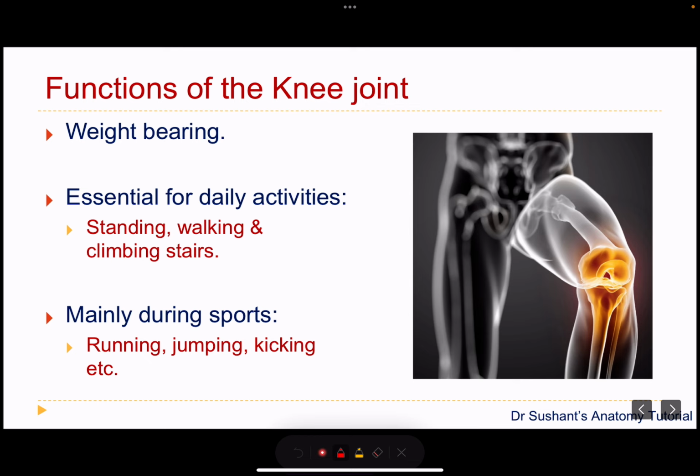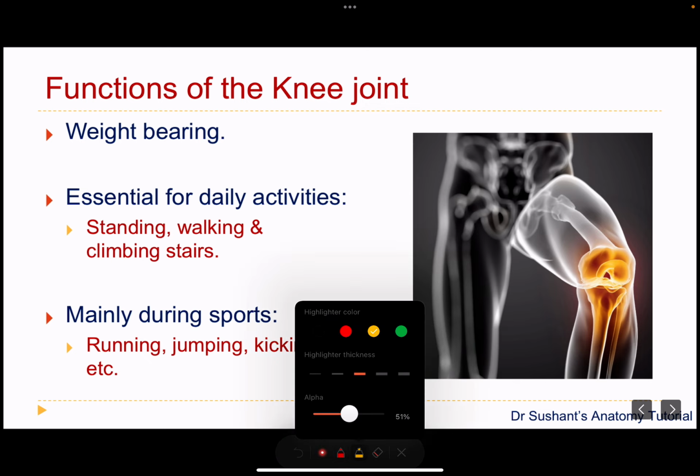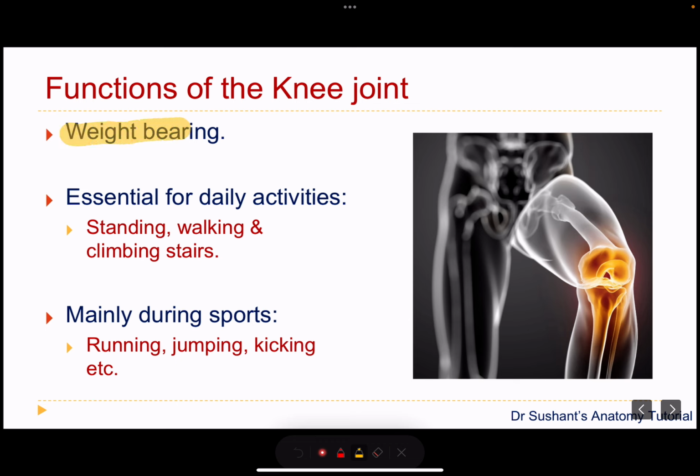Now, what are the functions of the knee joint? One of the important functions is weight bearing. It bears the weight of the body. And it is essential for daily activities like standing, walking, climbing the stairs. All these activities require a normally functioning knee joint.